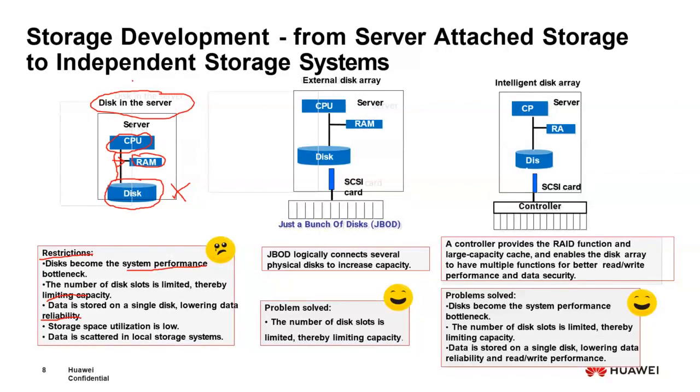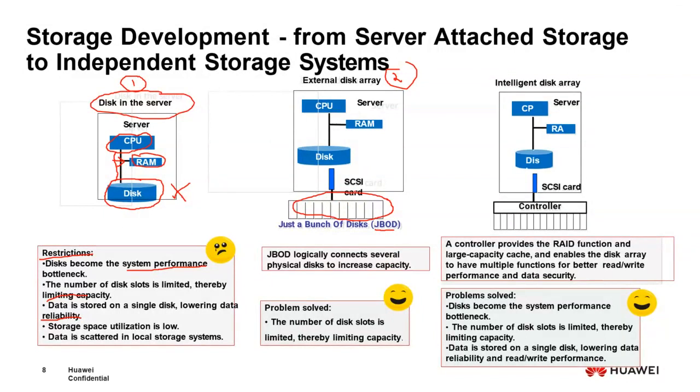This is the first one, when you have a single server. This is the second one, when you have external disk arrays. The same server with a CPU, a RAM, and a disk. But we just mentioned that this disk is not enough on the server. So we try to figure out a way to increase the number of disks so that we can increase the storage and the performance of the server. What do we do? We need what is called just a bunch of disks, also called JBOD.